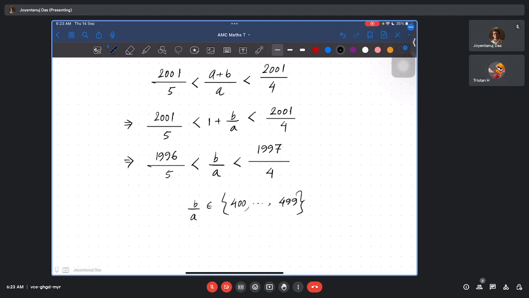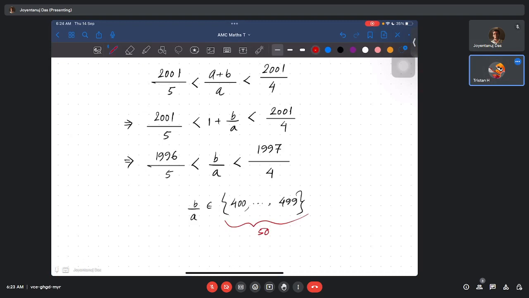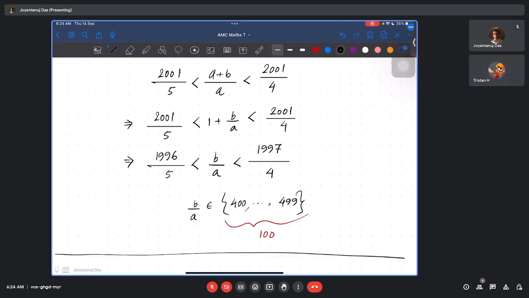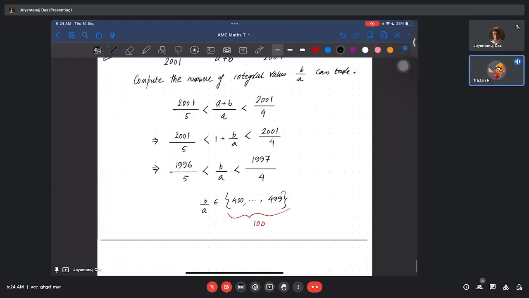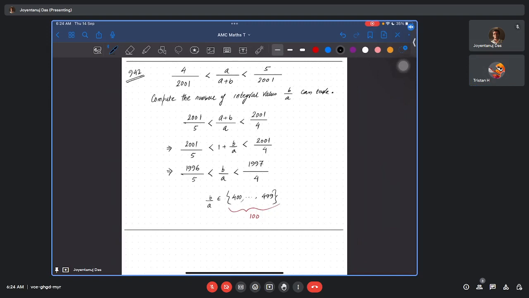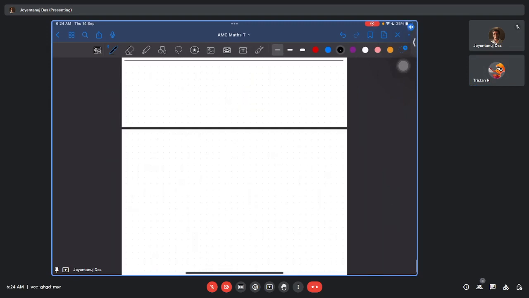Yes. Okay, I see. Sorry, 100 values. 100 values, right? Yes. I told 500. Oh, I did not even notice. Okay. So this one is 9.42. Okay. Next one is 9.43.